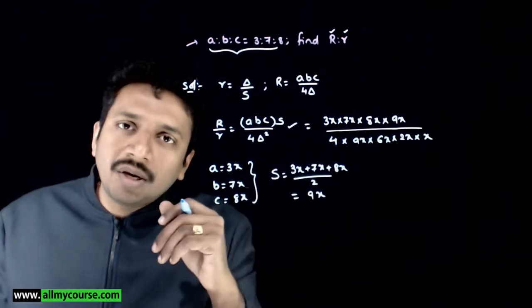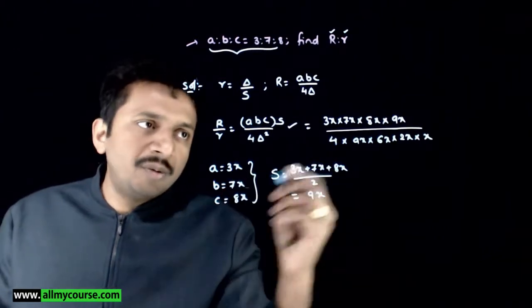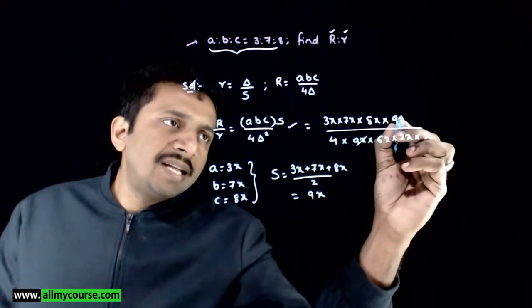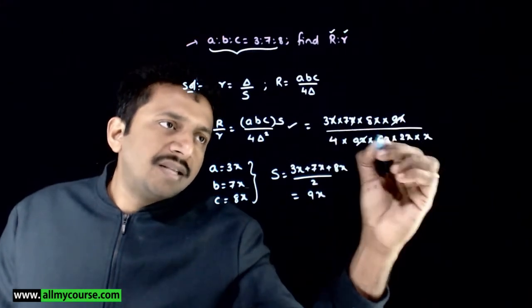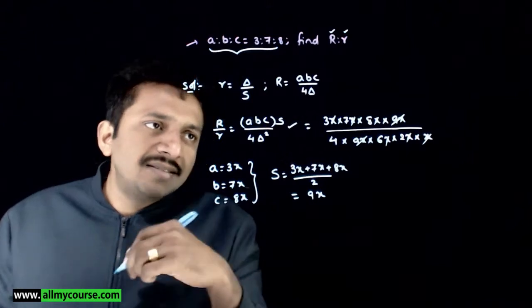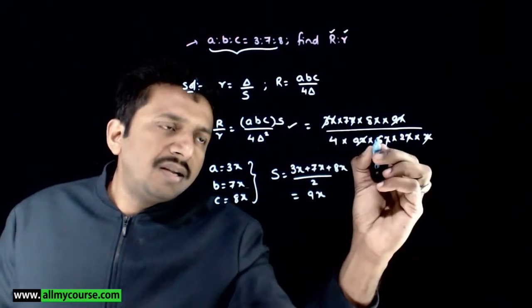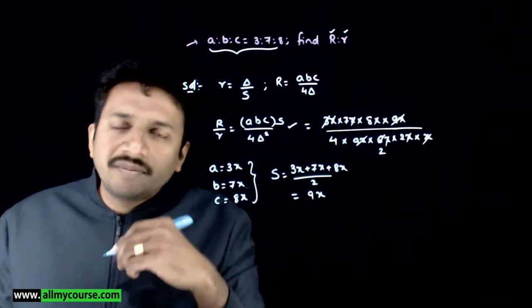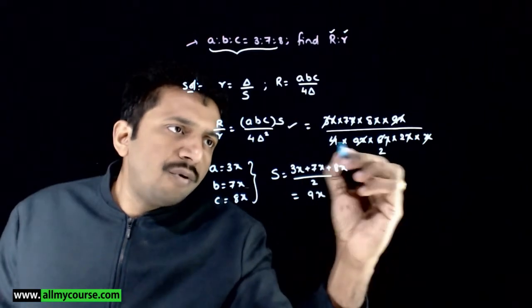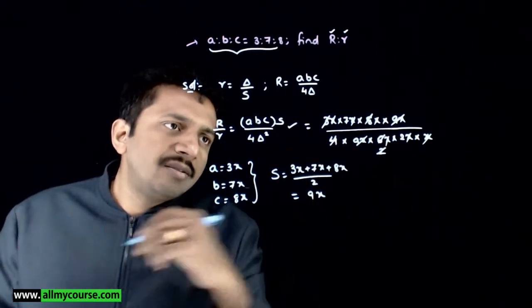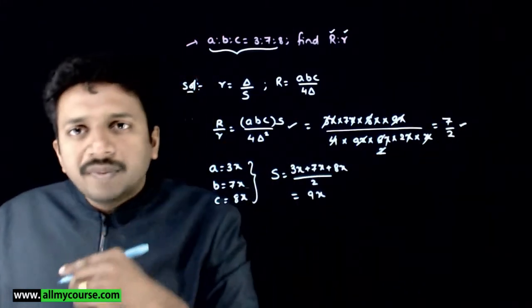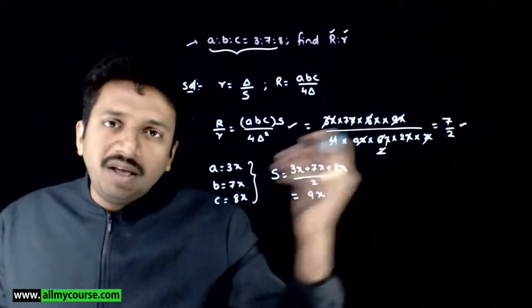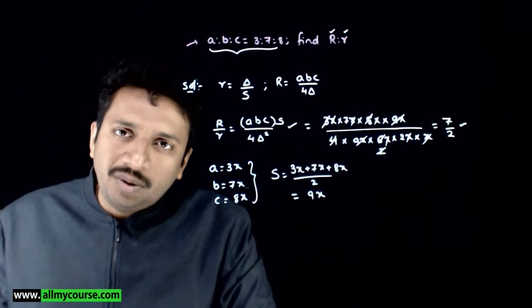Now cancel out the terms which are common in numerator and denominator. So 9x and 9x get cancelled. All the x's get cancelled, as you can see. 3 twos are 6, and 4 and 2 get cancelled with 8. So you are finally left with 7 by 2. So capital R by small r will be equal to 7 by 2.